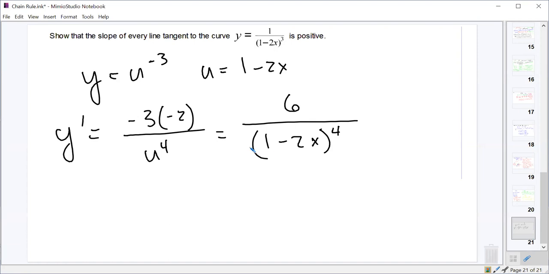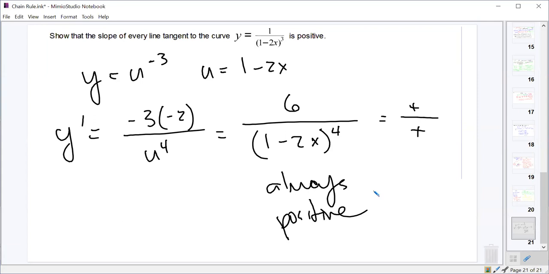All right. So we got 6 over 1 minus 2x to the 4th. And so this represents the slope of the tangent lines. And so we should be able to see that if the numerator is 6, that's always positive. And the denominator, 1 minus 2x to the 4th power, should also always be positive. So a positive over a positive is always positive. Everybody good with that or no? Yep.